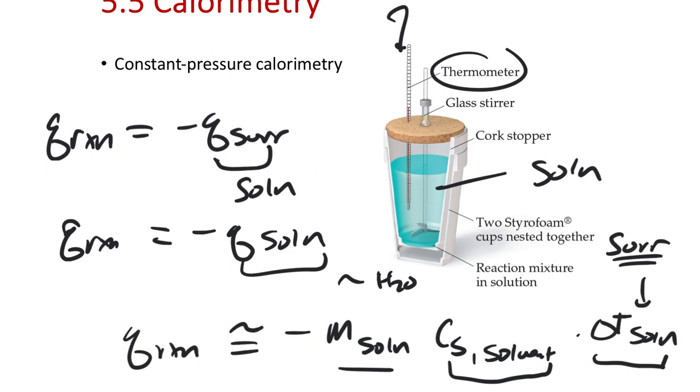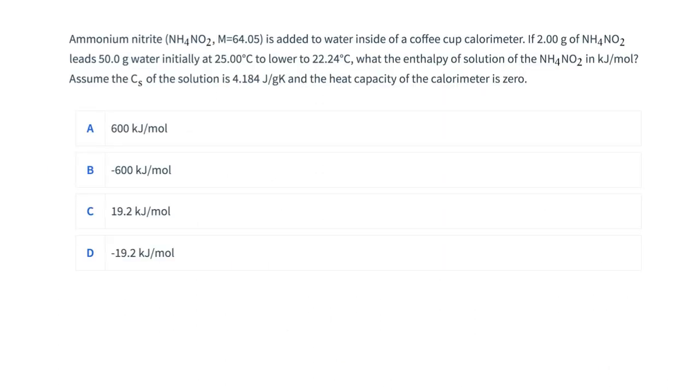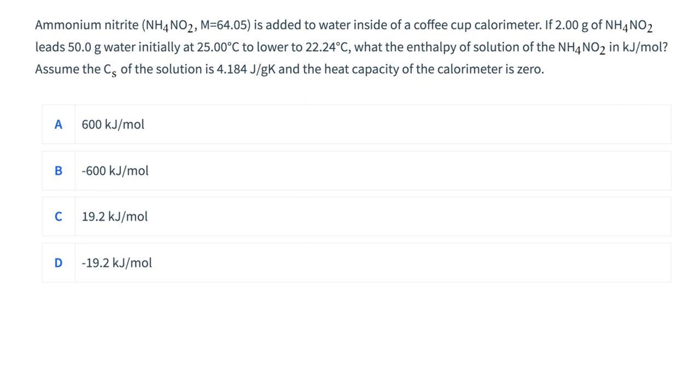So let's take a look at a problem that's common for this type of calorimetry. Here we're told that we have ammonium nitrite, given the molar mass. Ammonium nitrite is added to water inside of one of these calorimeters. If 2 grams of NH4NO2 causes 50 grams of water, initially at 25 degrees C, to lower in temperature to 22.24 degrees C, then what's the enthalpy of solution, as a property of the ammonium nitrite, in units of kJ per mole? And then we're told to assume the C_s of the solution is that of water, which is 4.184 joules per gram Kelvin.